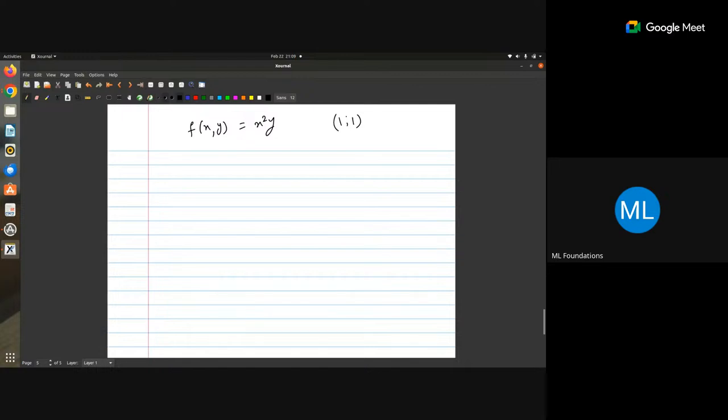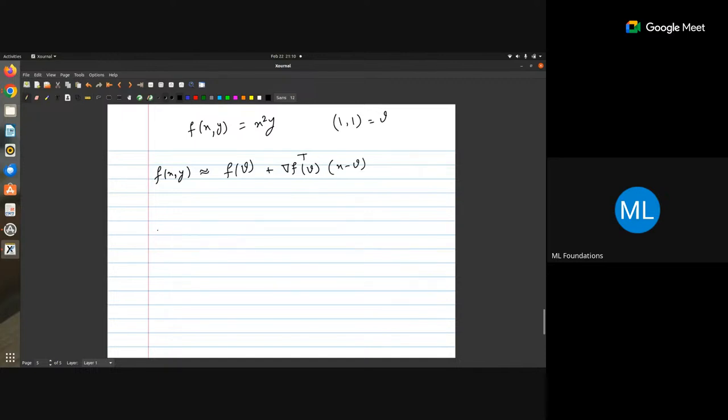So, what is the formula for it? I'll write it down. So the approximation formula is what? Suppose f of x, y is approximated as f of v, where v is this point, plus del f of v transpose, write the transpose here, into x minus v.